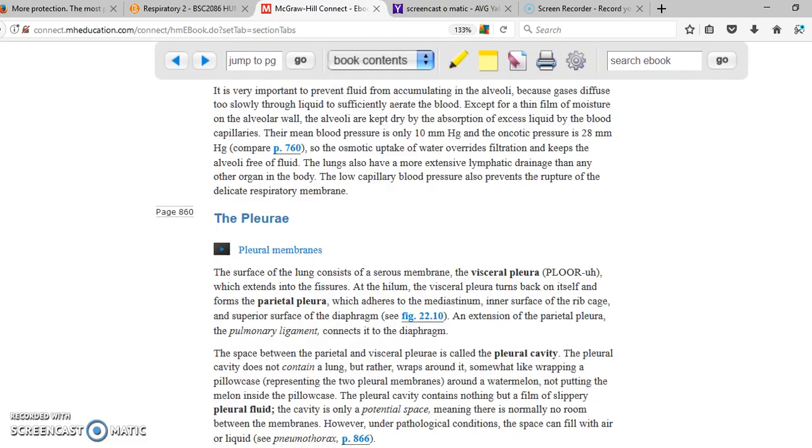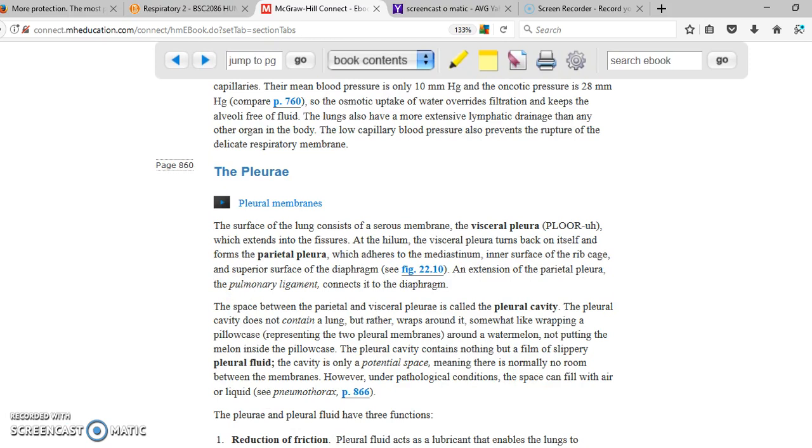So if we keep scrolling down, we're going to see something else, that we have a pleura. The pleura is a membrane that covers the lungs. Okay, the pleura is a serous membrane, therefore it has two layers. One layer is going to be the visceral pleura, and the other one is going to be the parietal pleura. Since it has two layers, you're going to have a cavity in between, which is the pleural cavity. The reason why you have this pleural cavity is because you're going to have a fluid in that cavity.